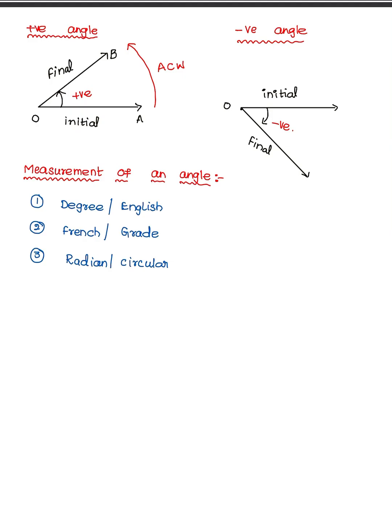So now let us discuss in detail about these three measurements. Then only we'll understand how to convert degree to radian and radian to degree. These things you are having for your board examination. Very basic questions you are having, but I am going to explain in detail. So first one is degree measure.